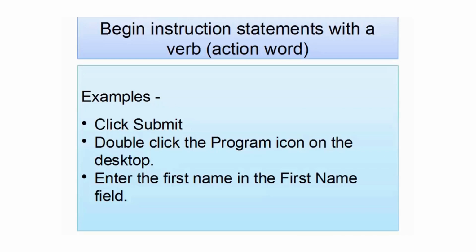Begin instructions with a verb or an action word, such as click, open, close, slide, etc. Examples of instruction statements that begin with an action word are: click Submit, double-click the program icon on the desktop, enter the first name of the employee in the first name box, and so on.